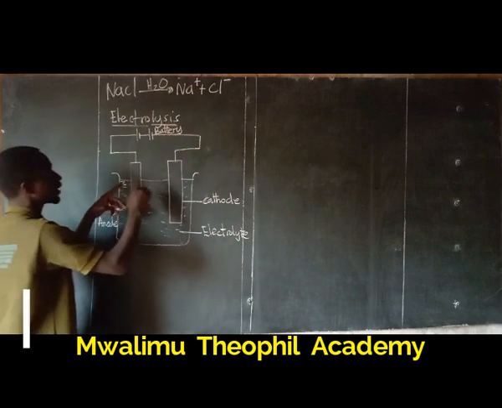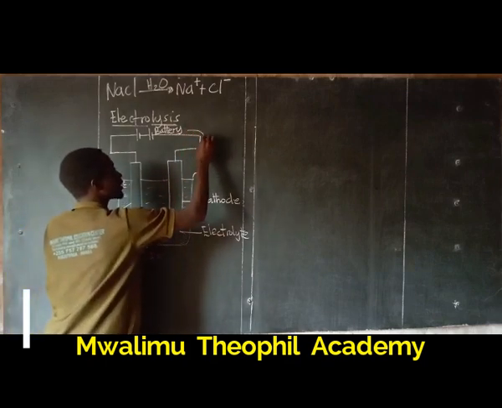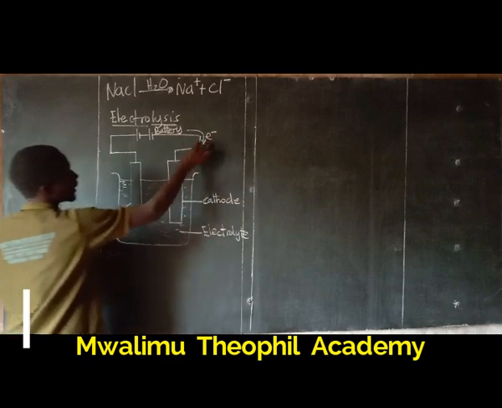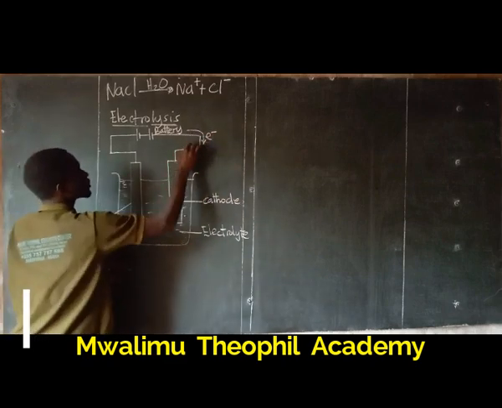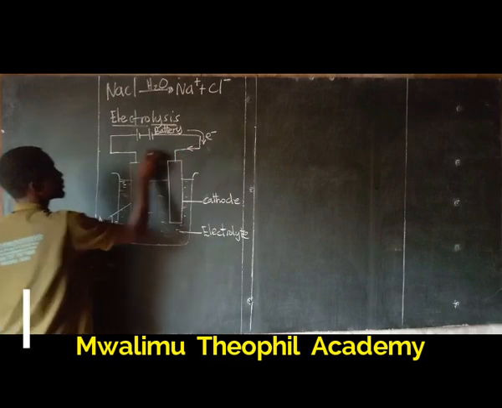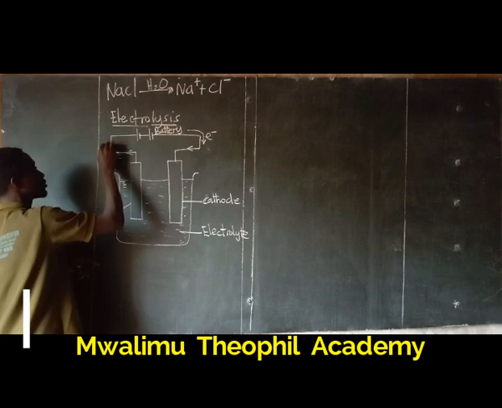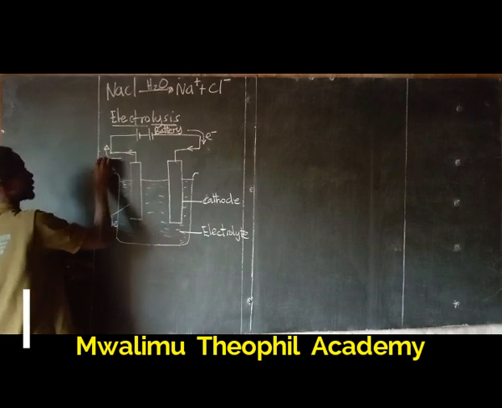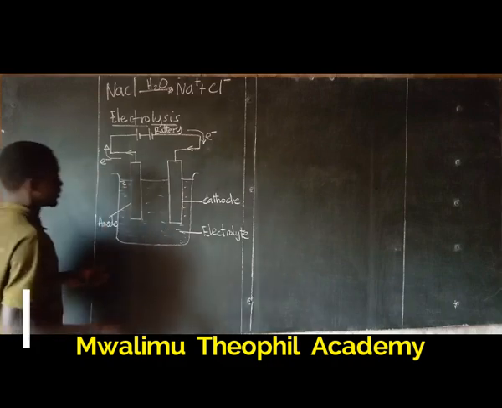Now, electrons enter an electrolyte through the cathode, and it is through the anode that electrons leave an electrolyte, as you may see.